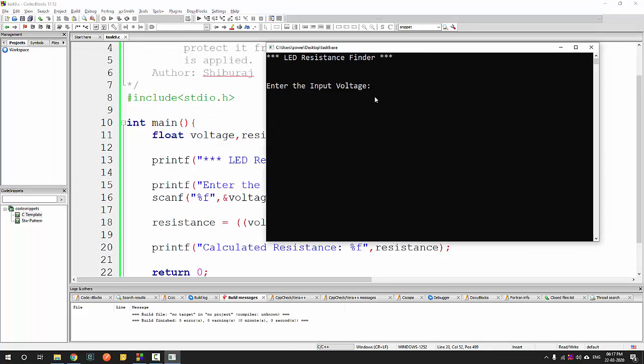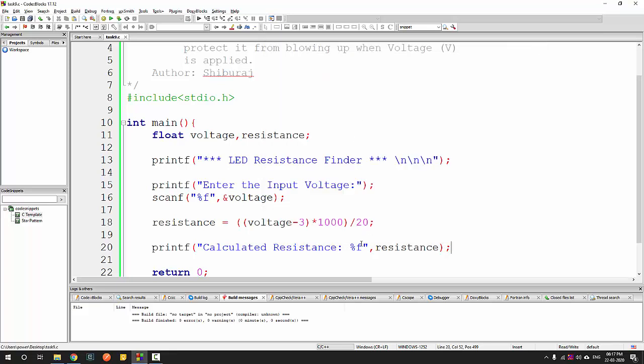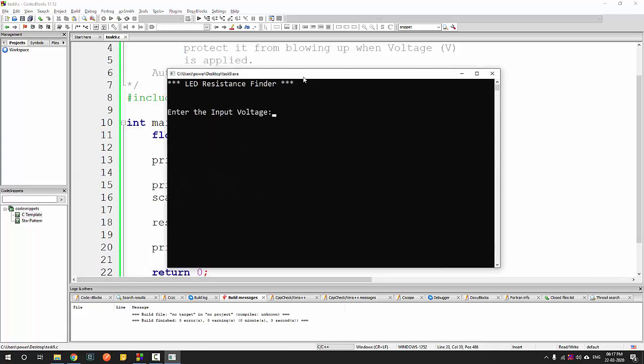Let's say the input voltage is 10 volts, so the calculated resistance is 350 ohms. Okay, and if I want to restrict the number of decimal places, I can just do this, and let's say this time I want 12 volts as the input. I will need a 450 ohm resistor to block this.